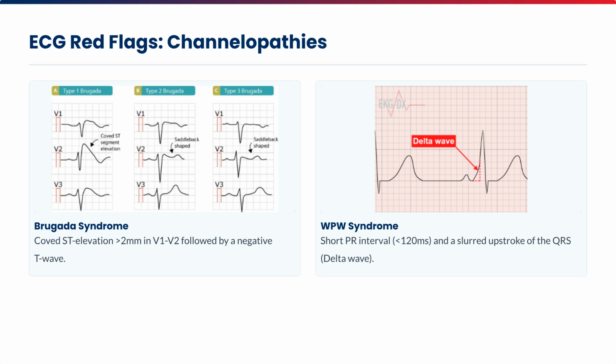Certain ECG findings serve as red flags for channelopathies. Brugada syndrome presents with a coved ST elevation greater than 2 mm in V1-V2. Wolff-Parkinson-White syndrome shows a short PR interval and a slurred upstroke of the QRS, known as a delta wave.